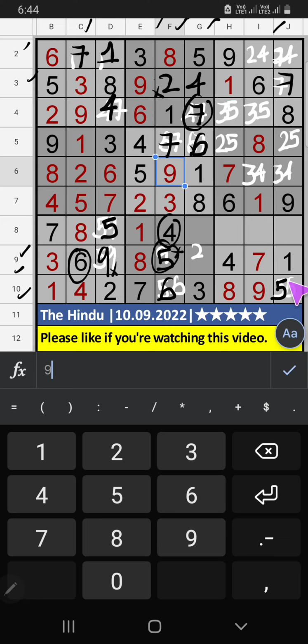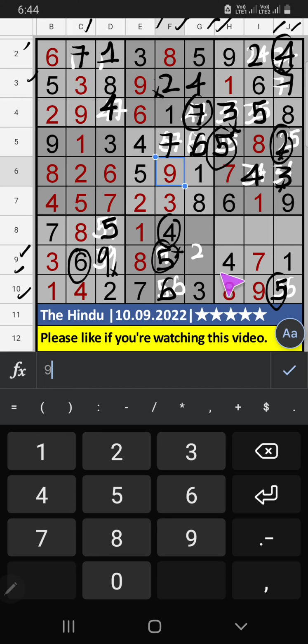Column J, we have 5, so 5 can't come in the cell, 5 is confirmed here, then 2 is here. Column J, we have 2, so 2 can't come in the cell, 2 is confirmed here, then 4 is here. Column J, we have 4, so 4 can't come in the cell, 4 is confirmed here, then 3 is here. Column H, we have 5, so 5 can't come in the cell, 5 is confirmed here, then 3 is here.